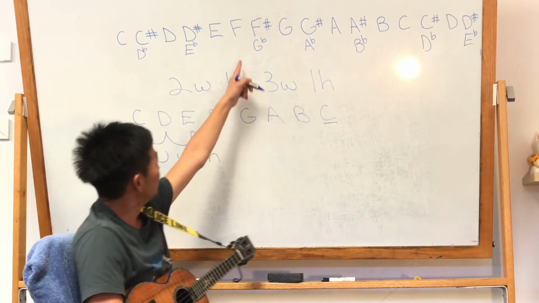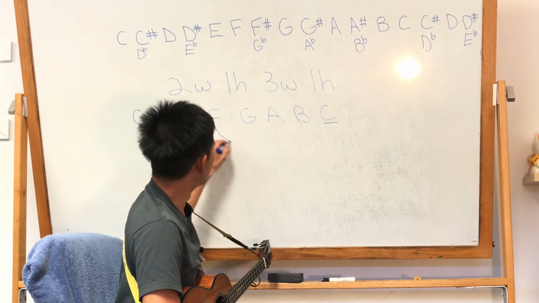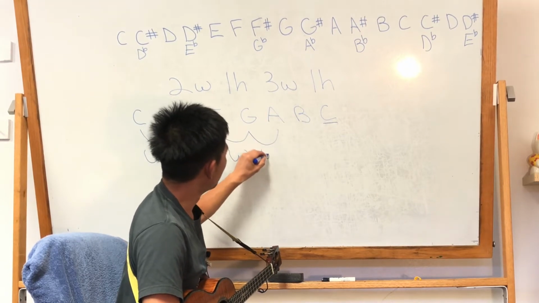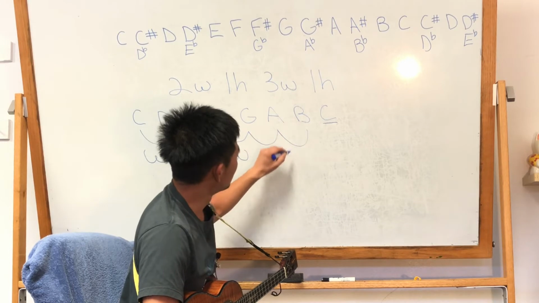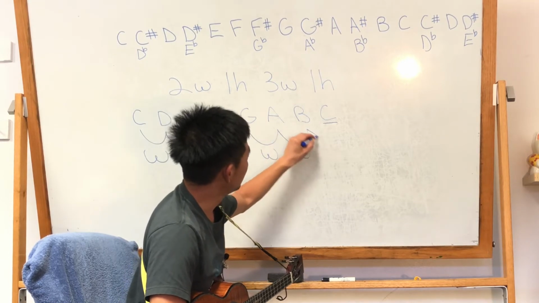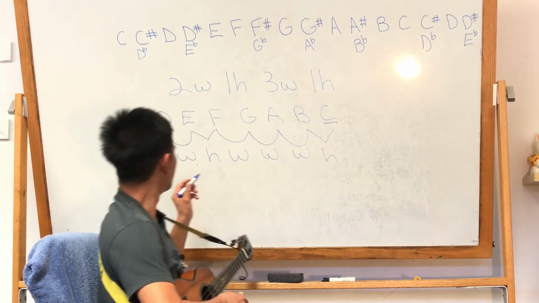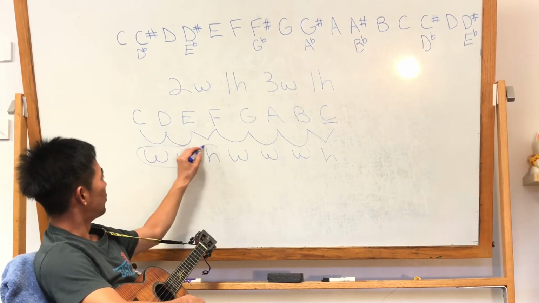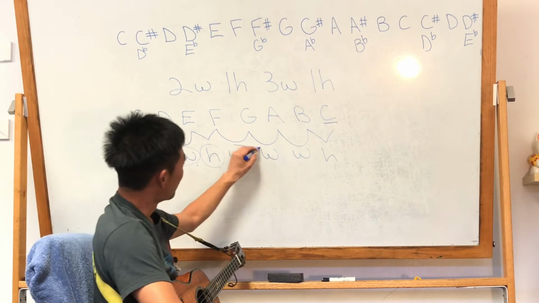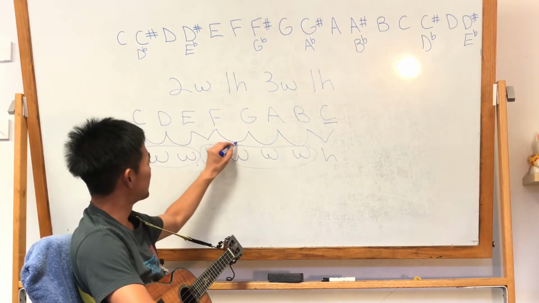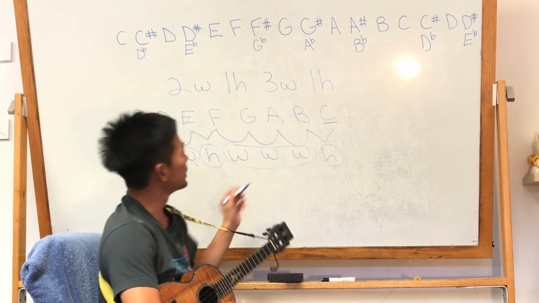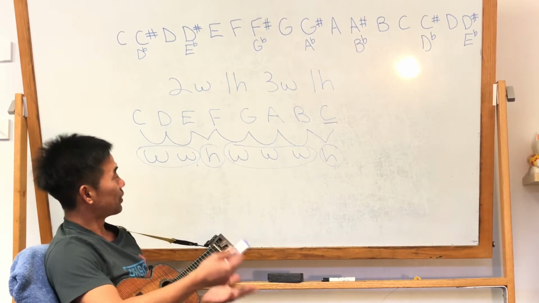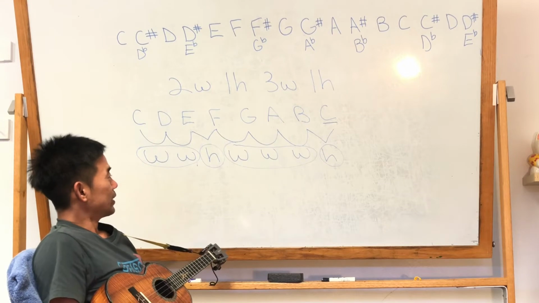Okay, F to G, look over here, whole step. G to A, whole step. A to B, whole step. And then B to C, half step. Okay, so if you look over here, 2 whole steps, 1 half step, 3 whole steps, and 1 half step. So that's how the formula works. 2 whole steps, 1 half step, 3 whole steps, 1 half step. Okay, you guys got that?